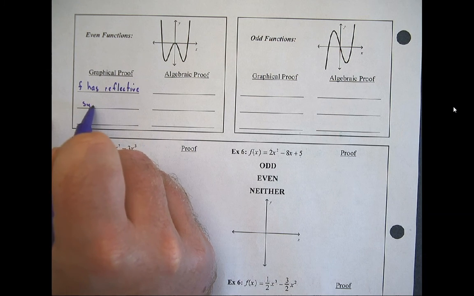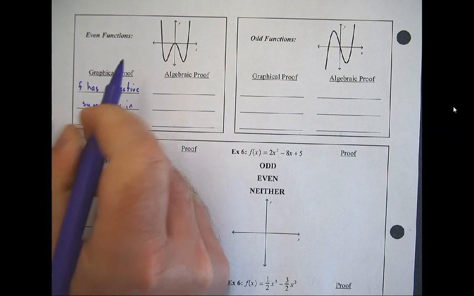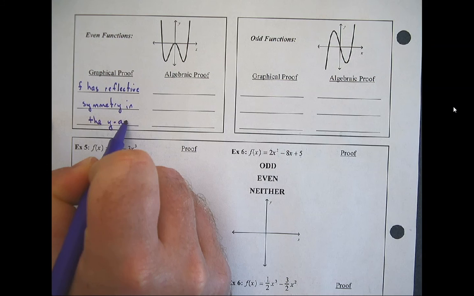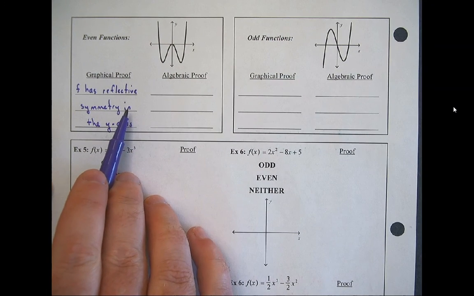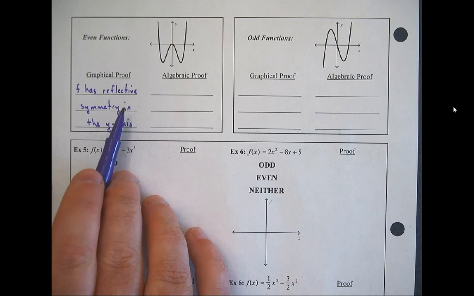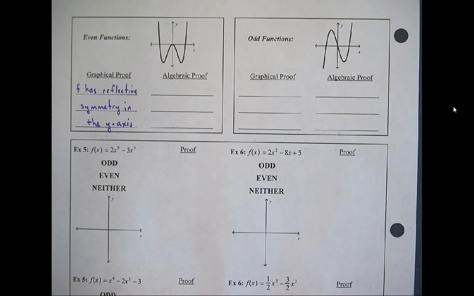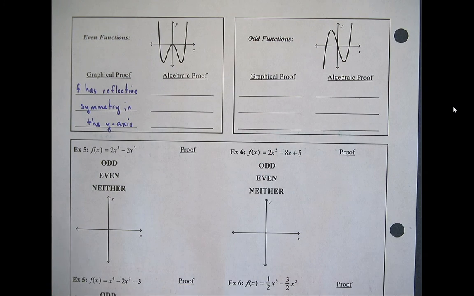symmetry in the y-axis. Now, I might use the word around there or across. I'm fine with that, but this is, I think, the correct mathematical phrasing. You have to go ask Miss Robbins or Miss Murphy, our geometry experts, on the language there. Let's go, instead of doing the algebraic proof right now, let's go do the graphical proof for an odd function.